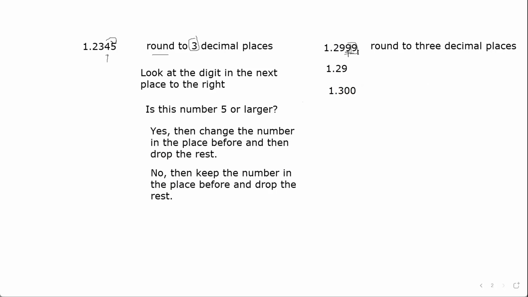So if you have consecutive 9s in the place where you're trying to round and the place after it, so 9s that are next to each other, then 2 places will change digits.